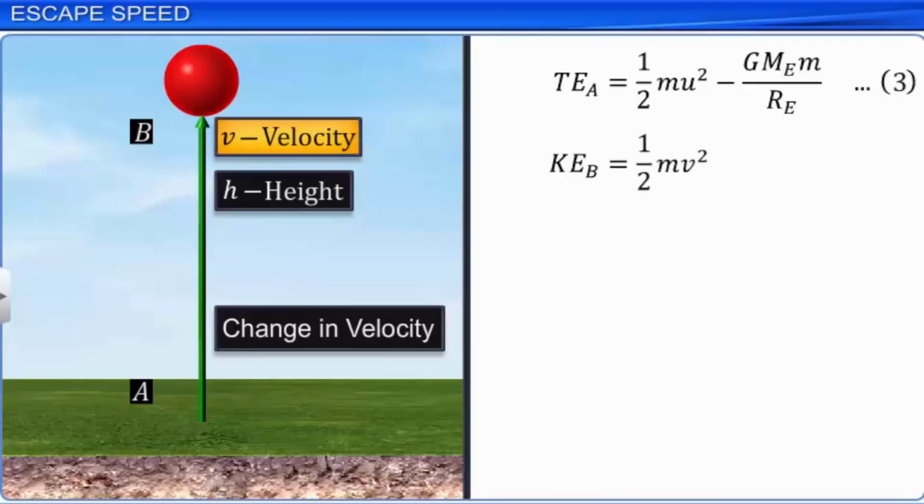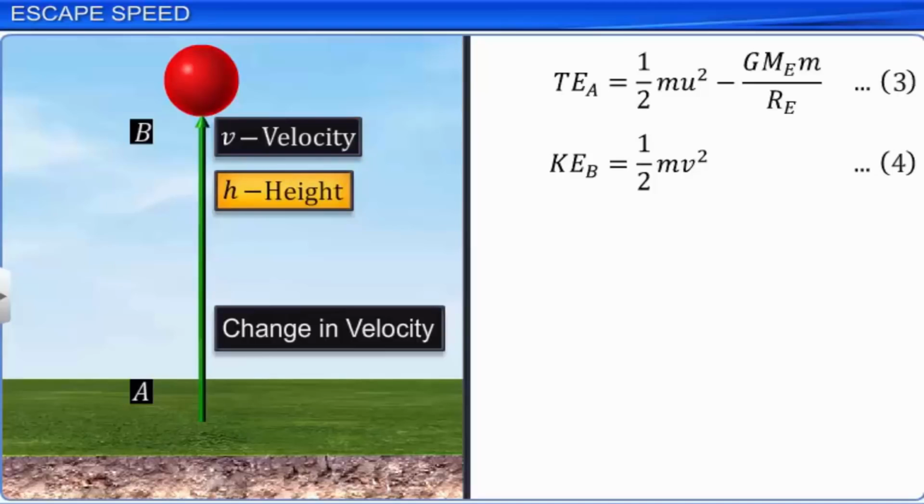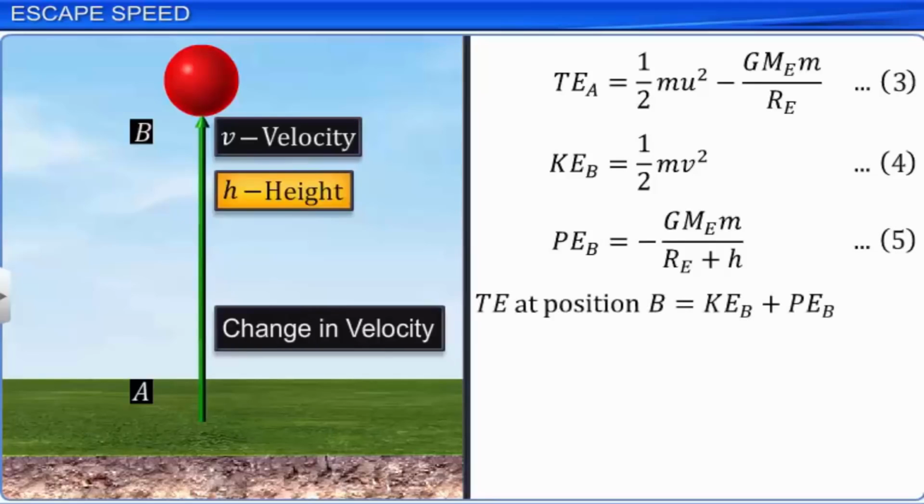The potential energy of the Earth-body system when the body is at height h is denoted by the equation PEB is equal to minus GMEm divided by RE plus h. Let this be equation 5. Thus, the total energy of the body at position B is expressed as the sum of equations 4 and 5. Let this expression be equation 6.